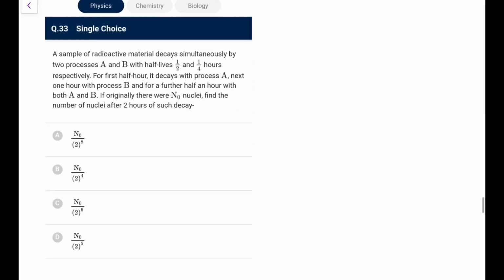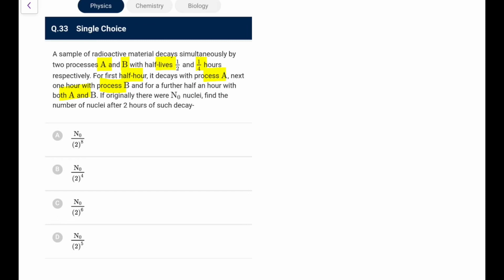Next one. A sample of radioactive material decays simultaneously by two processes, so that is a parallel or concurrent decay. Half-lives are 1/2 and 1/4 hours respectively. For the first half hour it decays with process A, the next 1 hour with process B, and for the further half hour by both. So it is a very mix and match.